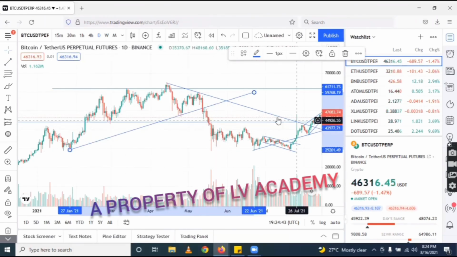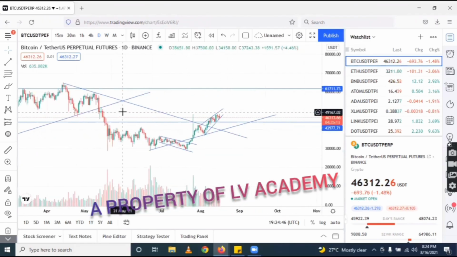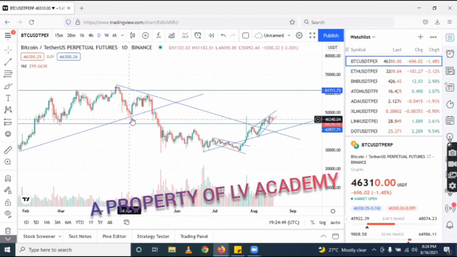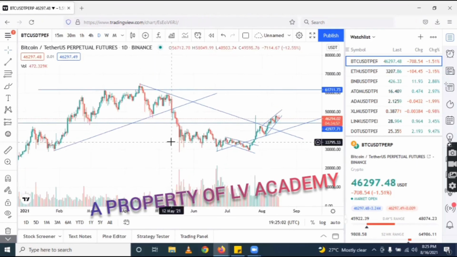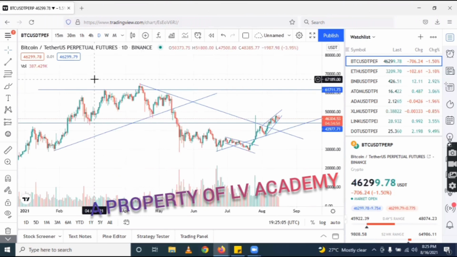Then it came back to retest it. As you can see, it came back to retest it here. It came back again and it broke out. Then it retested it here, then it came down. So that is just trend line. Trend lines are also usually valid in a lot of trades.